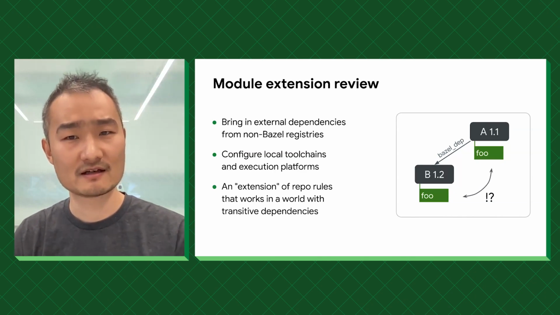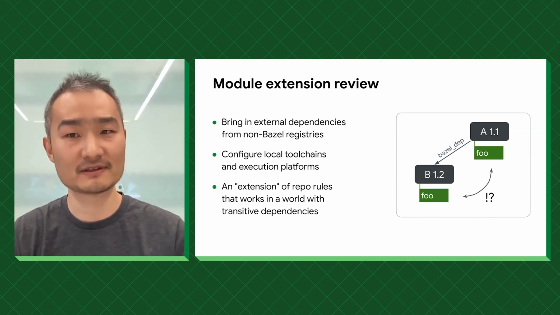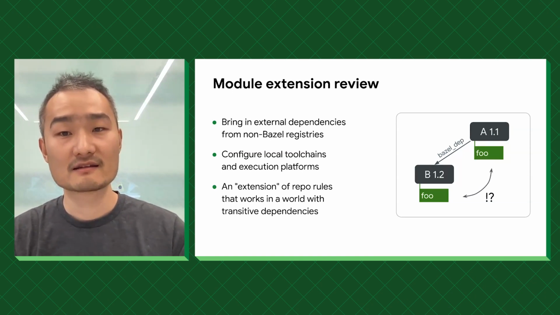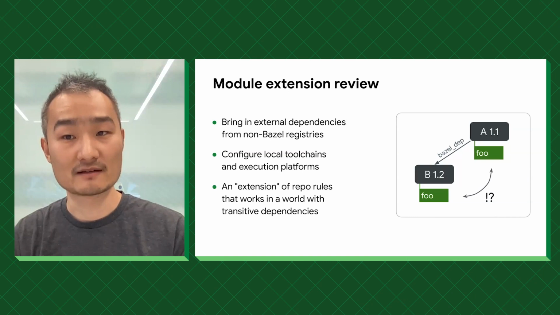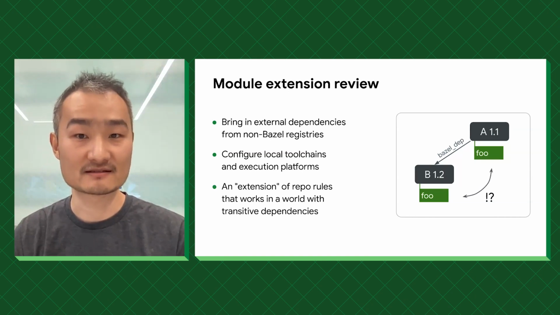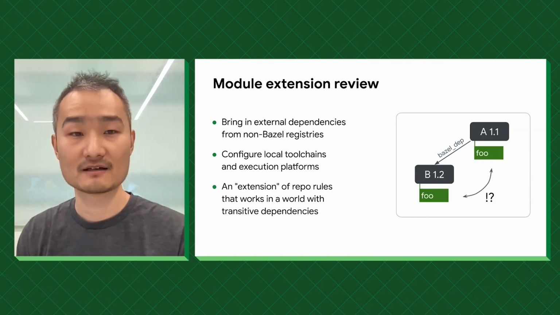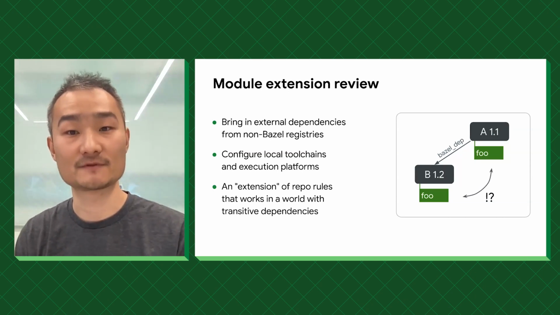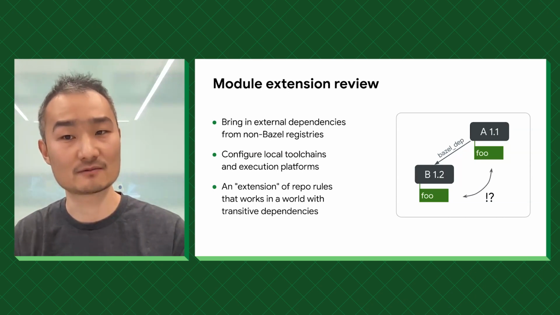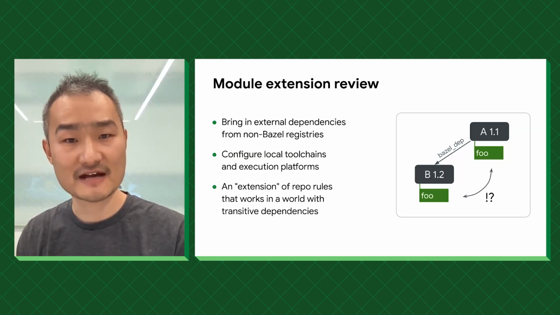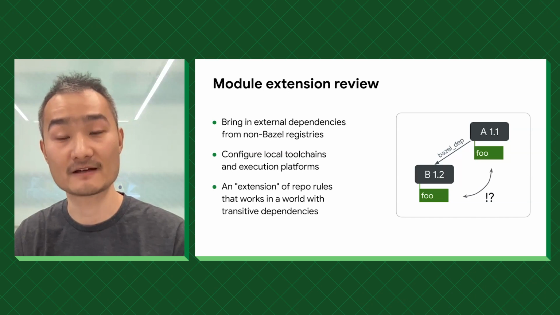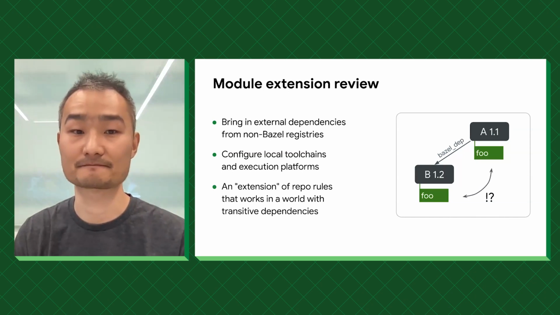You might be wondering, what is the point of all this new complexity when repo rules can already do all of those things? The answer is that repo rules don't work well in a world where transitive dependencies can declare their own repos. In the example shown here, if both A and B declare a repo named foo, there's no good way to decide what should happen. In contrast, module extensions get a holistic view of the entire dependency graph and can thus make a more informed decision.